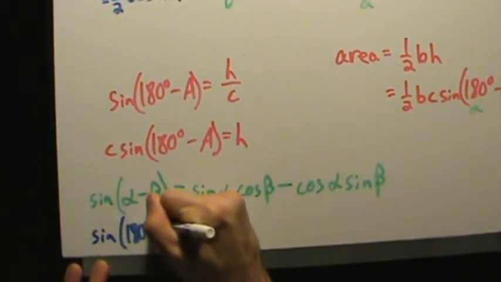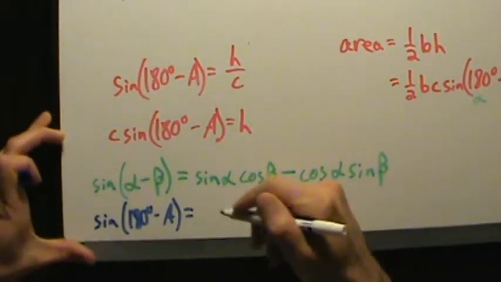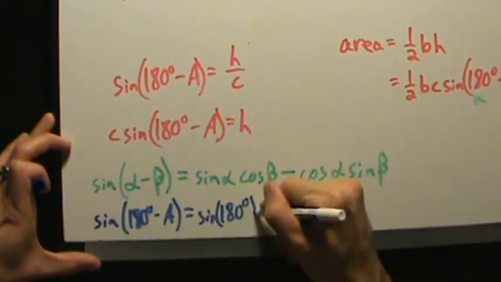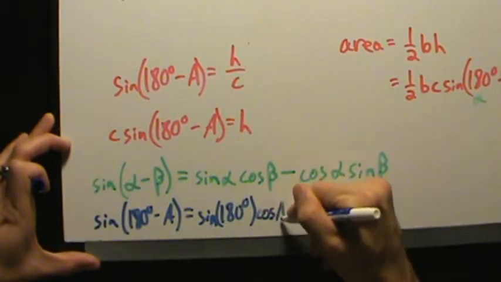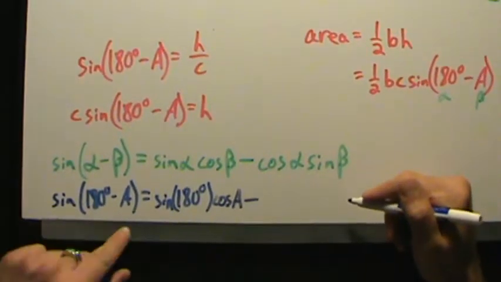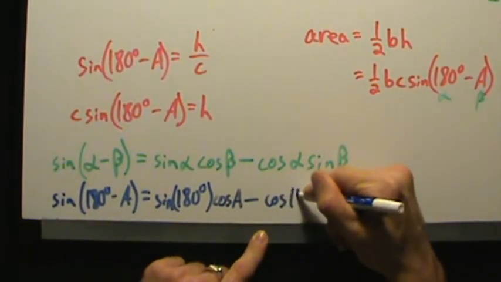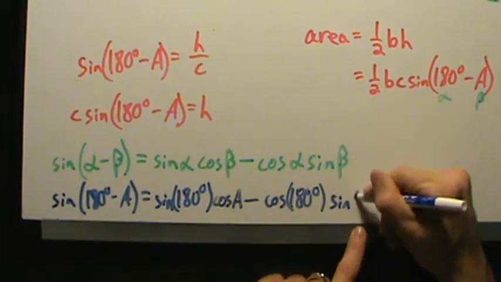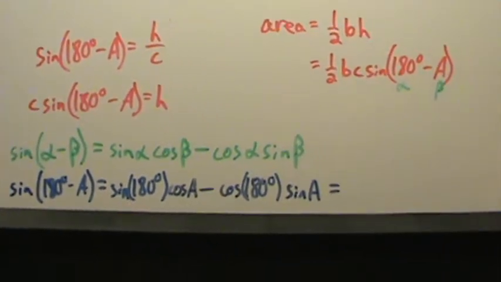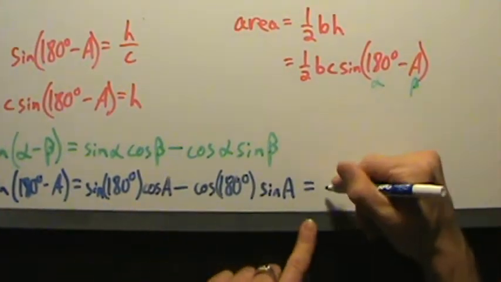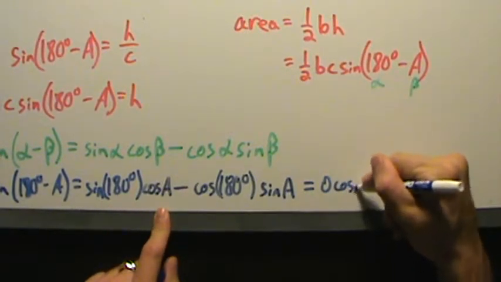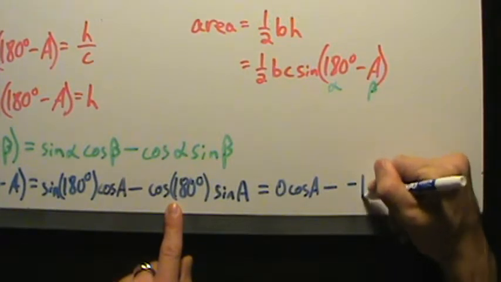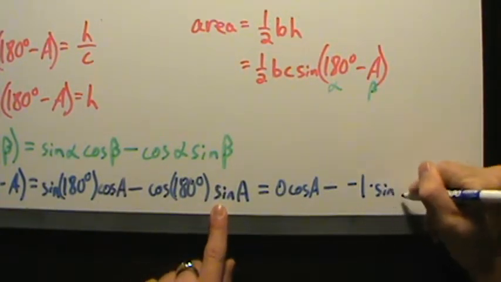Okay. So what we have then in our specific case is sine of 180 degrees minus capital A equals sine of 180 degrees times the cosine of A, okay, minus the cosine of 180 degrees times the sine of A. Okay. Now what is that? Well, sine of 180 degrees, that's 0. Cosine of A is just cosine of A. Then we have minus cosine of 180 degrees. What's that? That's -1. And then we're multiplying by sine of A.